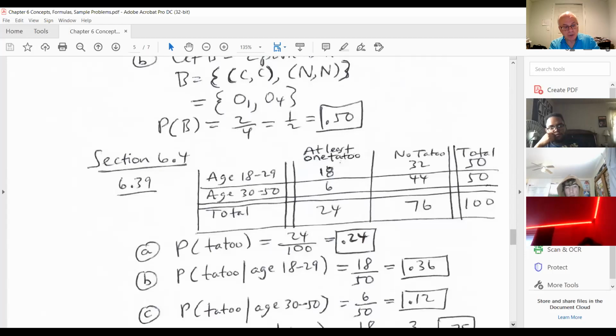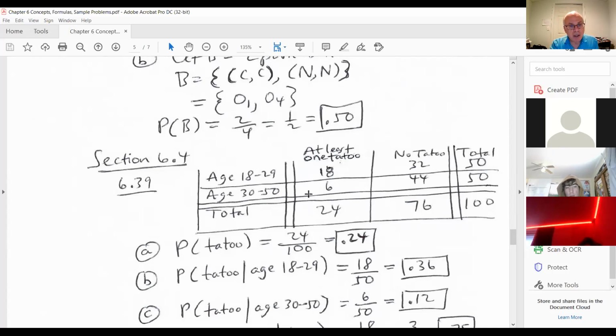And then section 6.4 has to do with conditional probabilities. This is number 39 in 6.4. Where again, they give you a table. This is the table. Now, the table does not include the totals here. I put the totals in. So if a table does not give you totals, you need to do the totaling yourself. Not a big deal, because you have to calculate probabilities.